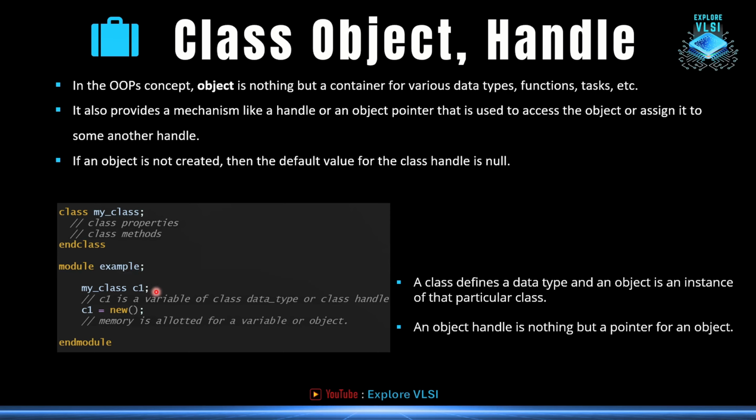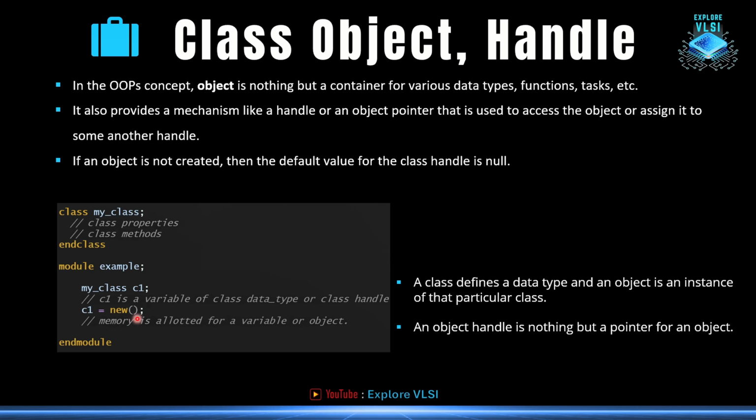It means it is just like instantiating a Verilog module inside a top module. My class is the name of the class and C1 is the instance name I am providing. This C1 is serving as a handle to this class, and through this C1 only we can access properties and methods of my class. So before accessing the properties and methods, we need to call new function through this handle.